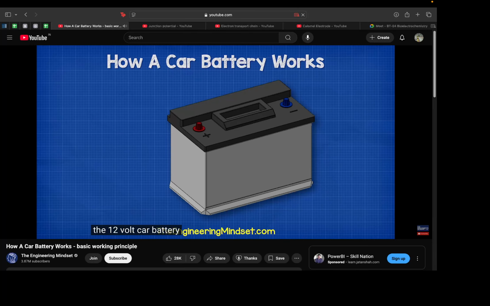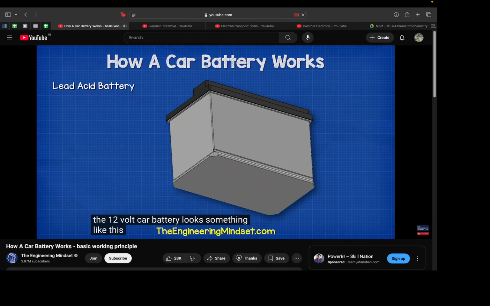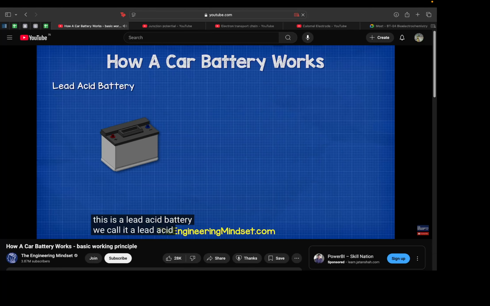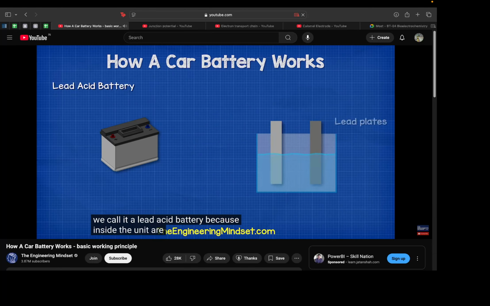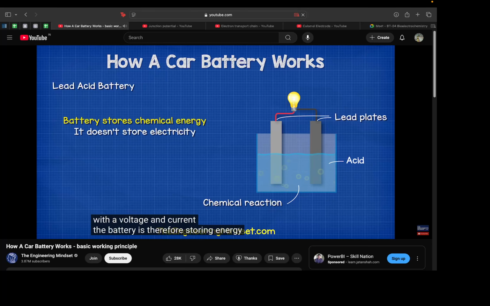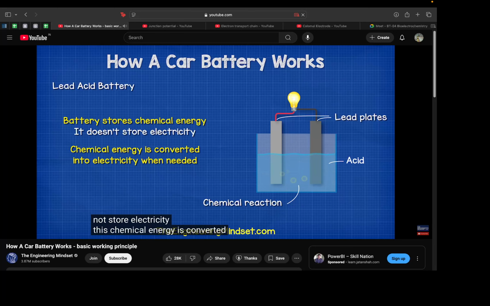The 12-volt car battery looks something like this. This is a lead-acid battery. We call it a lead-acid battery because inside the unit are lead plates, which are submerged into an acid. This creates a chemical reaction, which releases energy and provides us with a voltage and current. The battery is therefore storing energy in the form of chemical energy. It does not store electricity. This chemical energy is converted into electrical energy whenever we need it.